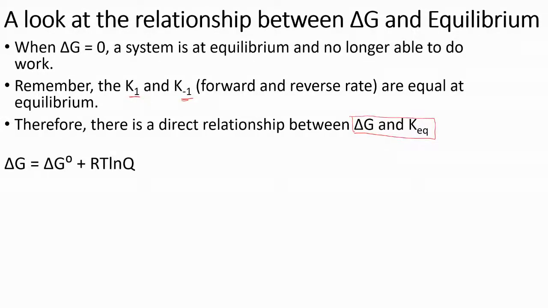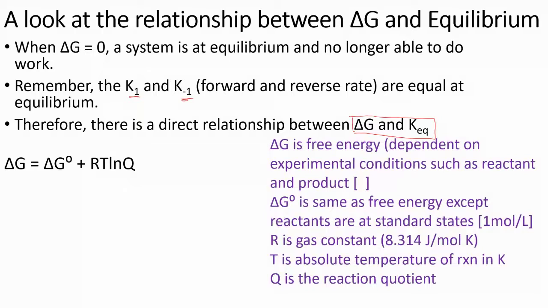And that is delta G equals delta G prime plus RT natural log of Q, where delta G is our free energy. And this is dependent on conditions that the experiment is under, such as the concentration of reactants and the concentration of products, okay, these types of things. Delta G prime is free energy, except at standard states, okay, so that's important.